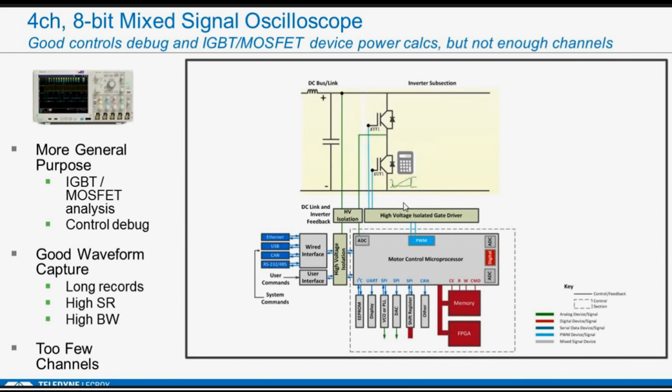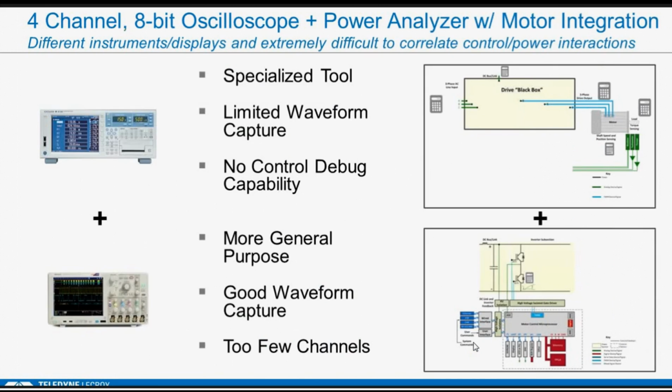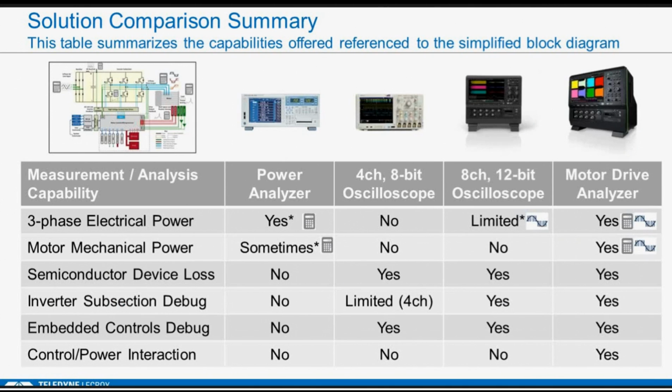It can also measure device power as well, but generally speaking, it has too few channels for most people in this application. 4-channel 8-bit scope, it doesn't do any of the power calculations, and it doesn't have complete test capability. So if you have both these things, as we talked about, that's better than having only one, but they operate as different systems, and it's extremely difficult to correlate the power interactions, and so basically it doesn't function as really one unified instrument.